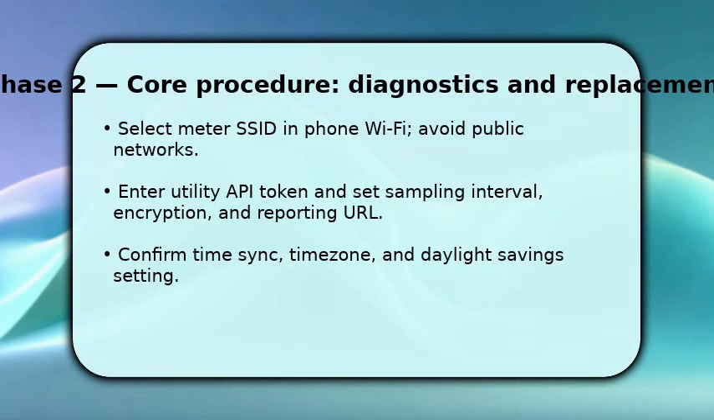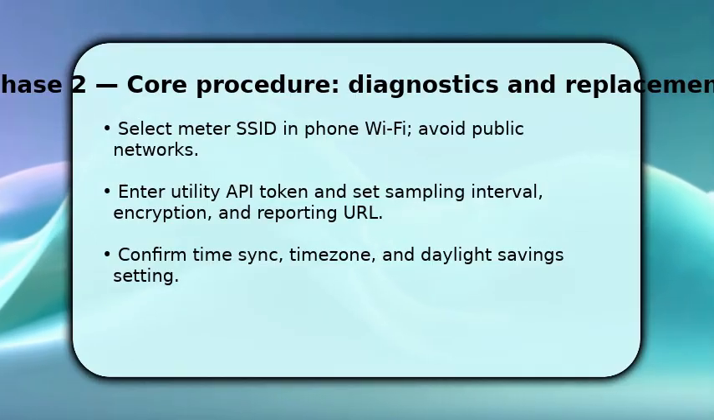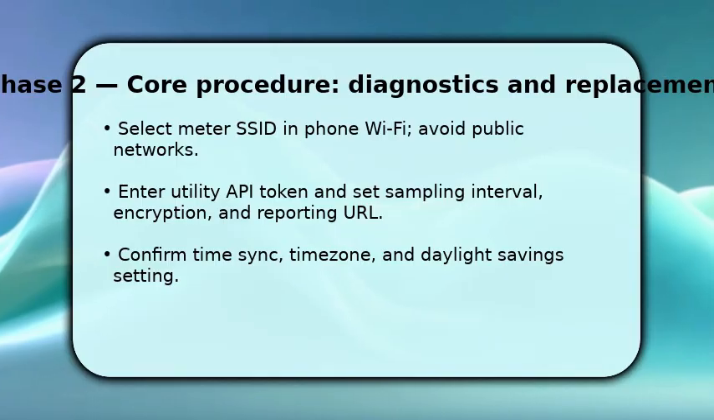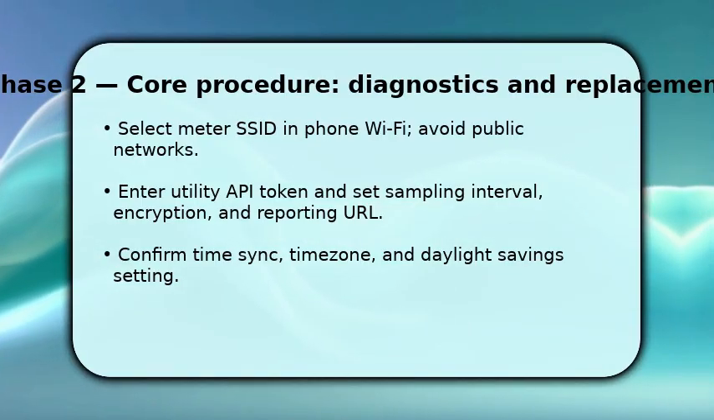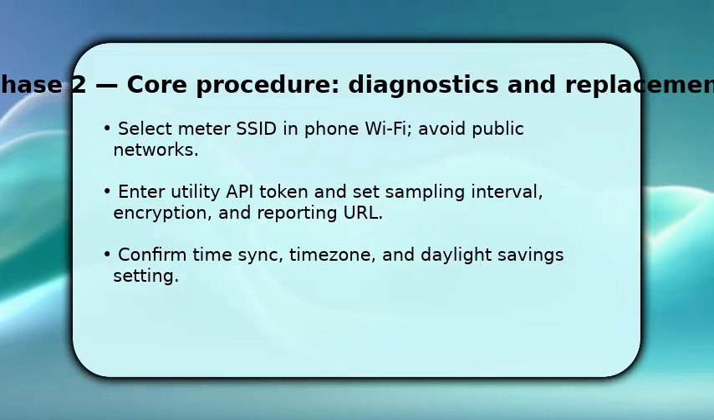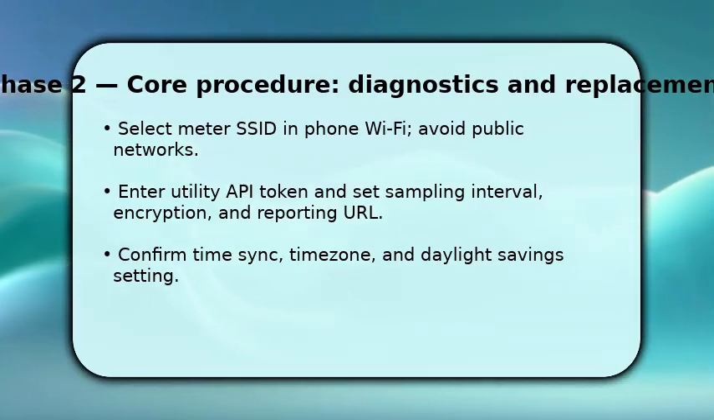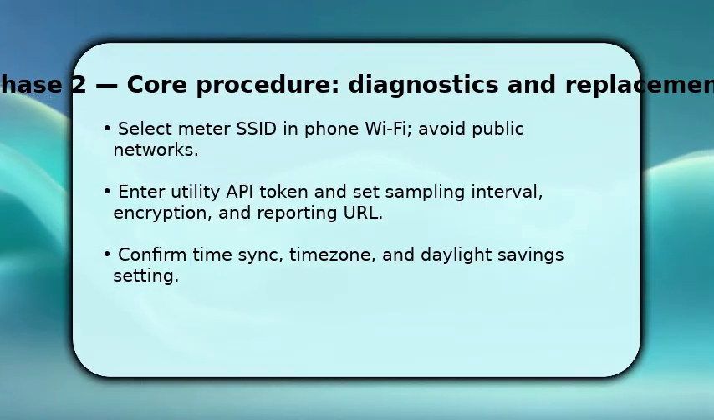You now join the meter SSID from your phone and open the official app. Do not use public networks while provisioning. Enter the utility API token and configure sampling interval, encryption type, and the reporting endpoint URL. Make sure the meter's clock syncs to NTP and the time zone matches the site. This prevents misaligned consumption data.